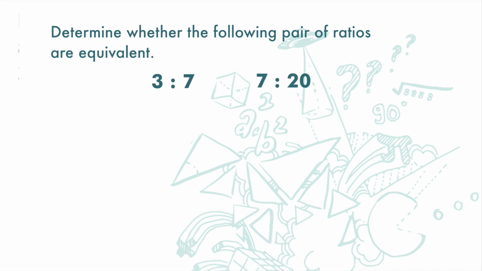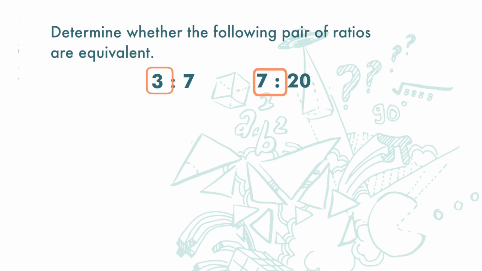Determine whether the following pairs of ratios are equivalent. Now let's look at the number on the left-hand side of the ratios. One is 3 and the other is 7. We need to make them become the same if we want to make a comparison. But there's no number where we can multiply by 3 to get 7.